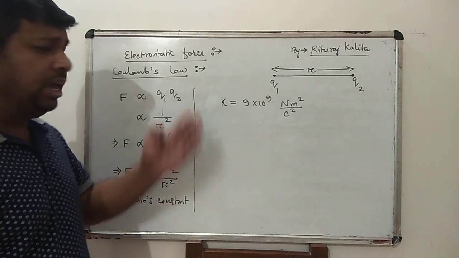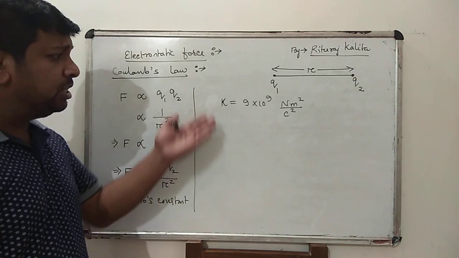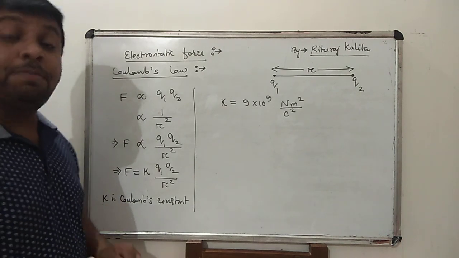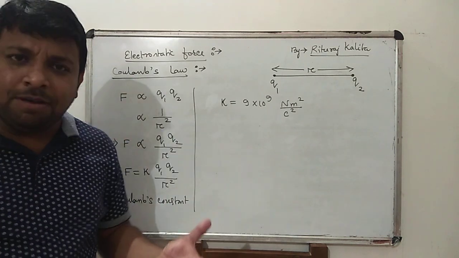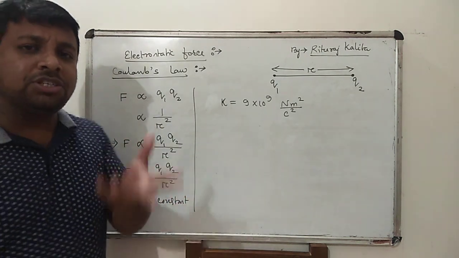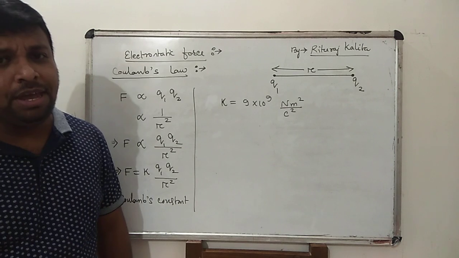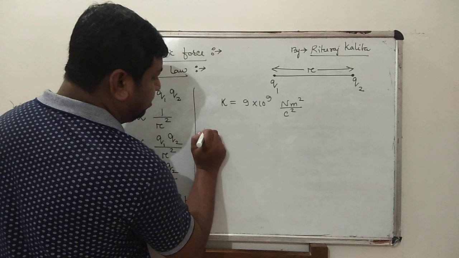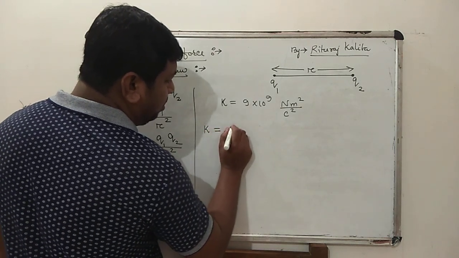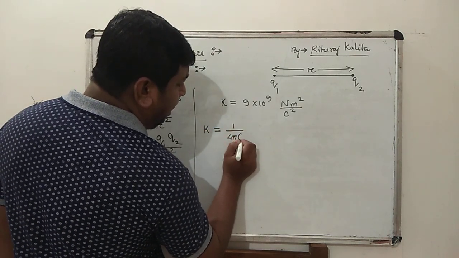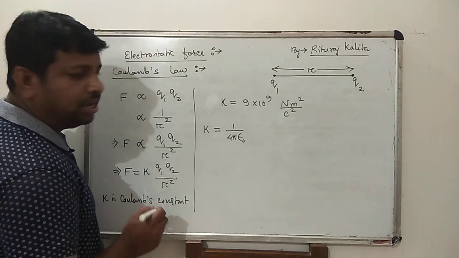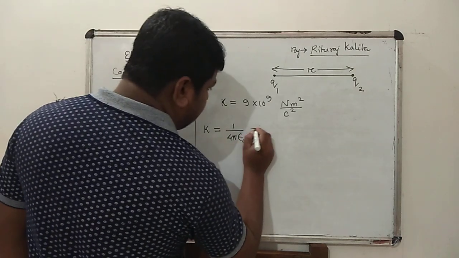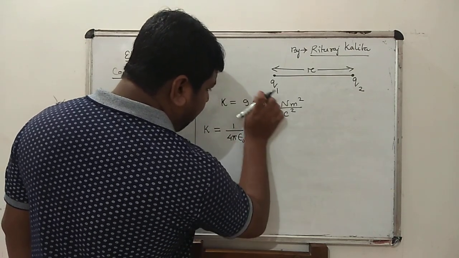This value of Coulomb's constant changes in different media. If you consider vacuum, it will be different; if you consider another medium, suppose water, it will again be different. How does it change? K is actually equal to 1 by 4 pi epsilon naught, which is equal to 9 into 10 to the power 9.